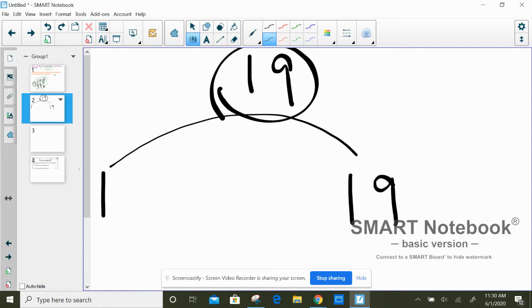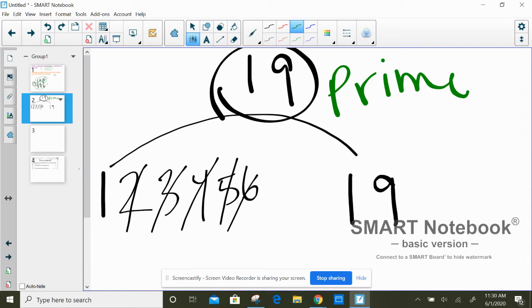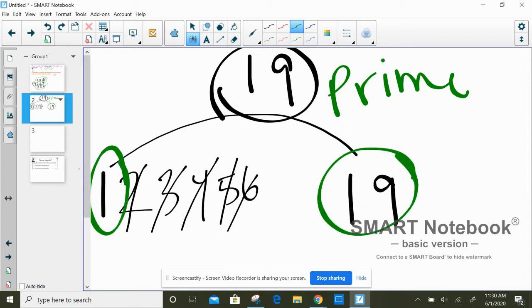So you can go through. Does 2 times something equal 19? No. 3 times something? No. 4 times something? You can work your way all the way up. Some of you might just know off the top of your head, but it's always good to double check. So this means that 19 is prime. The only way to create 19 is 1 times 19. Okay? That means there's one pair of factors.